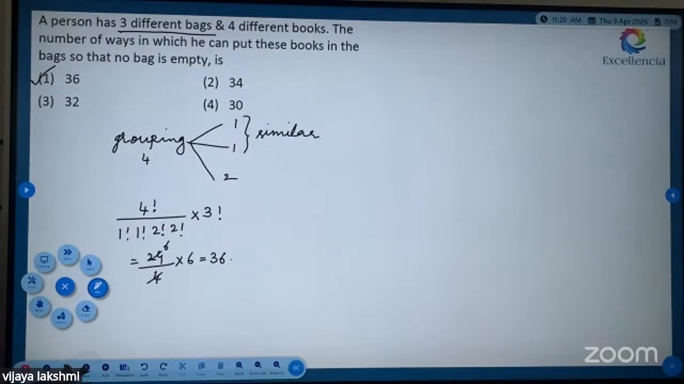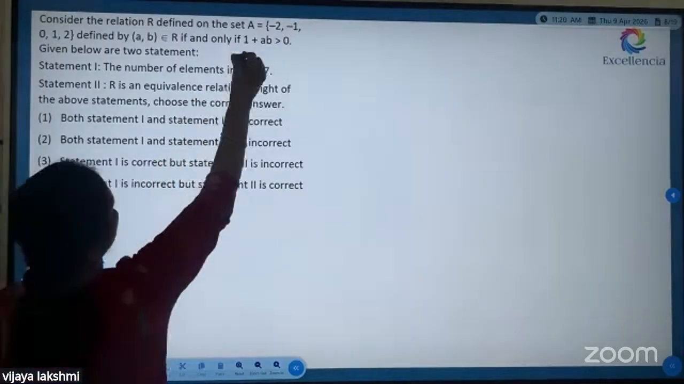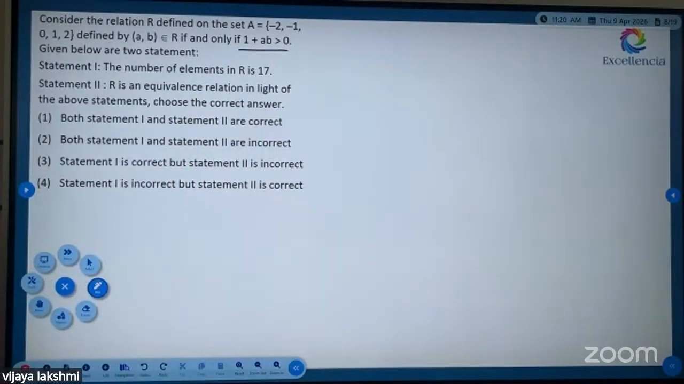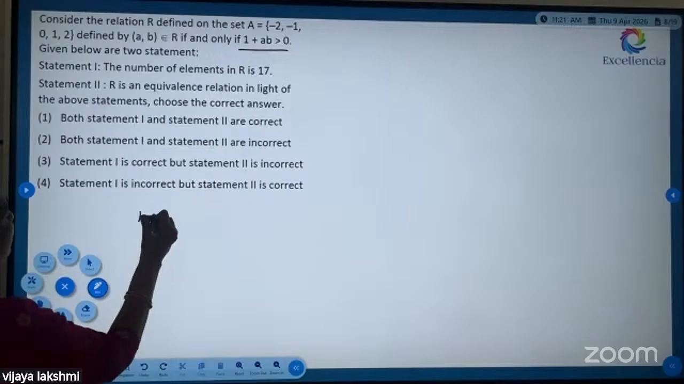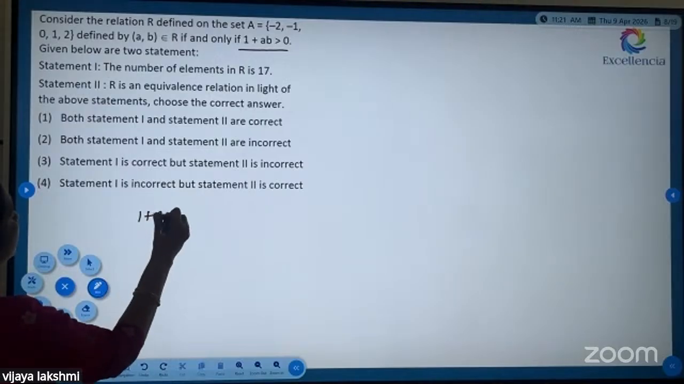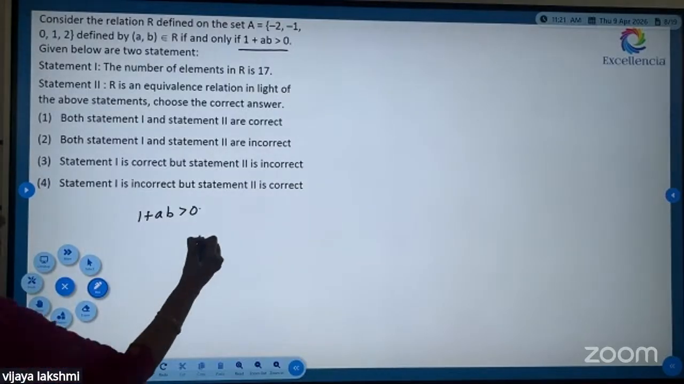Next one: consider a relation R defined on the set A equal to minus 2, minus 1, 0, 1, 2, defined by: a comma b belongs to R if and only if 1 plus ab is greater than 0. That means in the set, a comma b belongs to R is already taken.